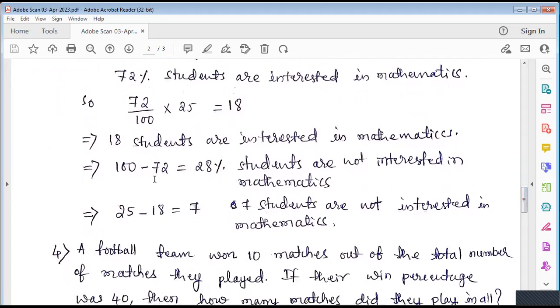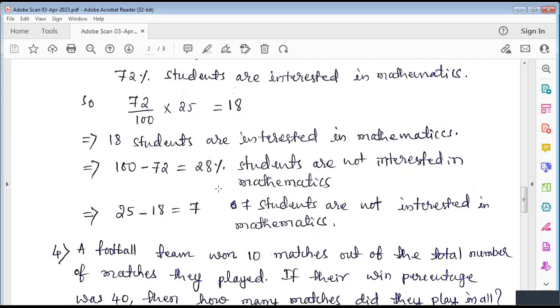So next, what percentage of students are not interested in mathematics? For that, you make 100 minus 72, you will get 28%. So 72% of students are interested in mathematics. Remaining means 100 minus 72. So 28% of the students are not interested in mathematics. So it is 28% of 25.